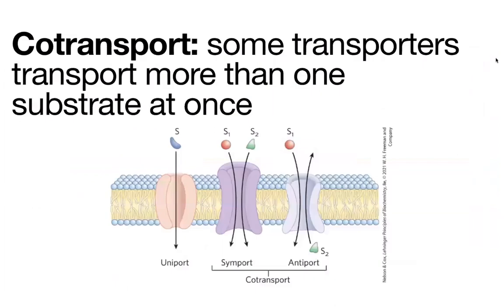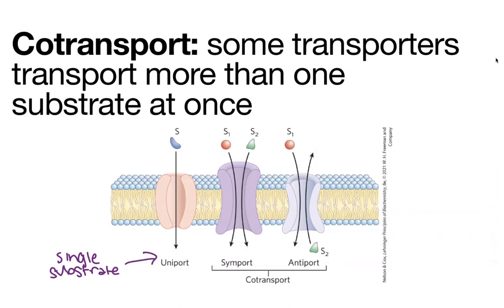Which gets me to the point that some of the proteins are going to let through multiple substrates, and some of them are only going to let through a single substrate. Uniport transporters are going to be a single substrate. And if we talk about multiple, then we call this co-transport. This can be symport, in which they're going in the same direction. So in this example, they're both going in. Or it can be antiport, in which they go in opposite directions. So one goes in and one goes out.